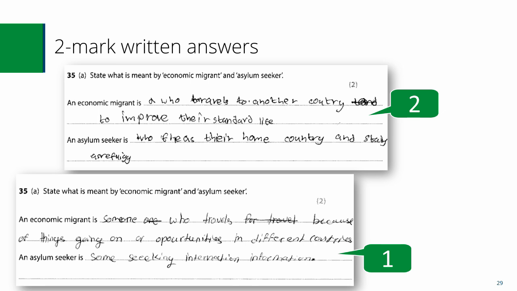At first look, it might appear that there isn't a mark there, but what they've said is that it's someone who flees, not spelt correctly, their home country. There you've clearly got an understanding that the asylum seeker is someone who's been pushed out and has had to go for help. Flee is not spelt right, but this isn't a spelling test.